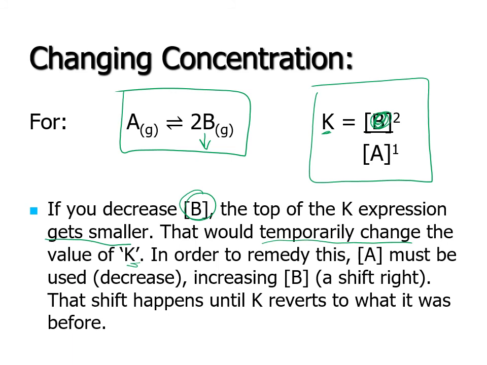So if we bring down B, what that means is if we're trying to get it back to the same K value, we're going to have to lower the denominator because our numerator has been lowered as well. And so we're going to see a decrease in A, and essentially what that means is a shift to the right. We're using up that A, and in doing so, A will get smaller, and in the process, B will start to be produced more, and we'll re-establish the numerical value that K was originally, because again, K must revert back to what it was before the change happened, because K doesn't change as long as you're changing concentration.